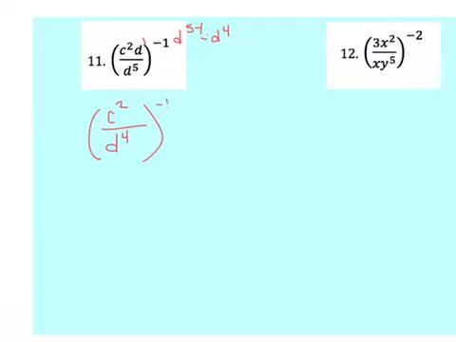Now I have this whole thing to the negative 1. So anytime you want to change this exponent to be a positive, you just have to flip everything on the inside of the parentheses.